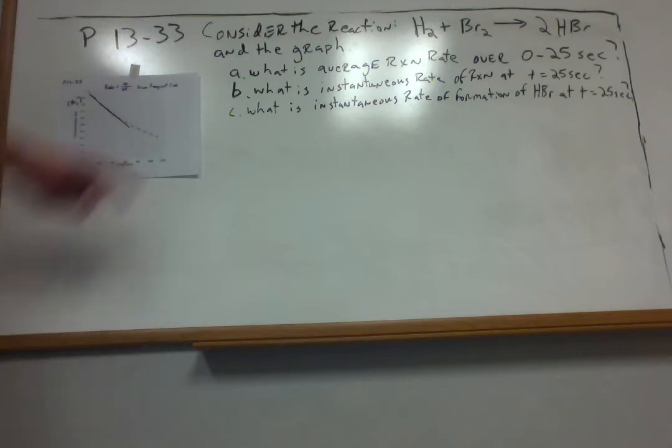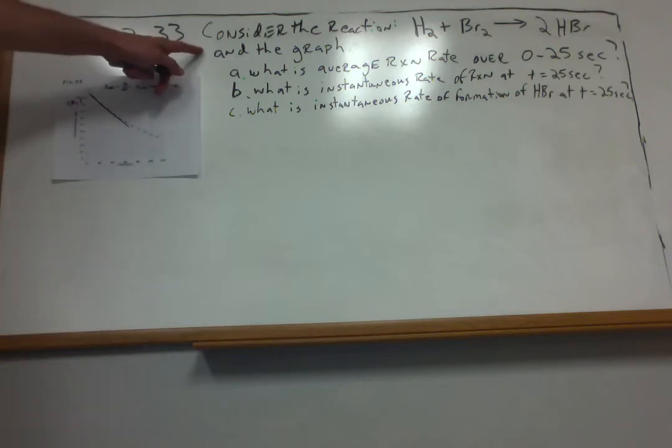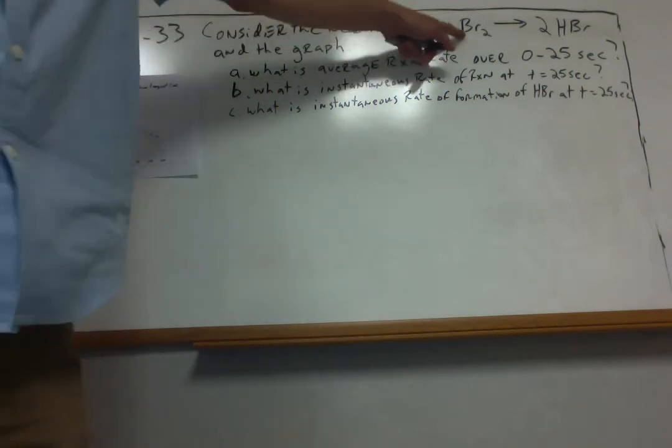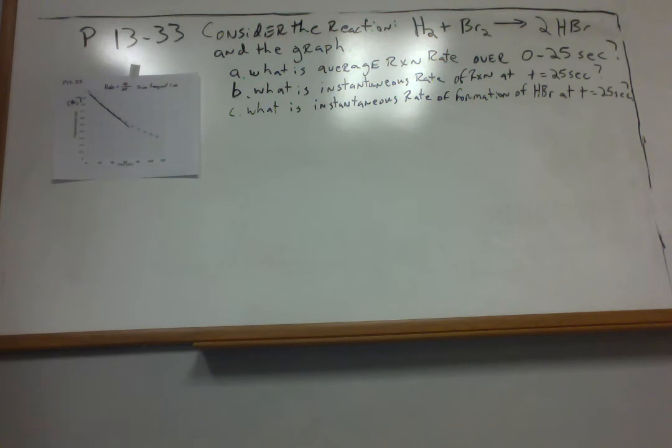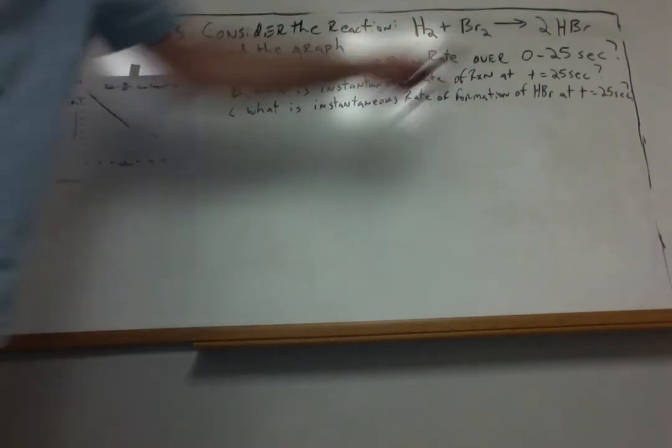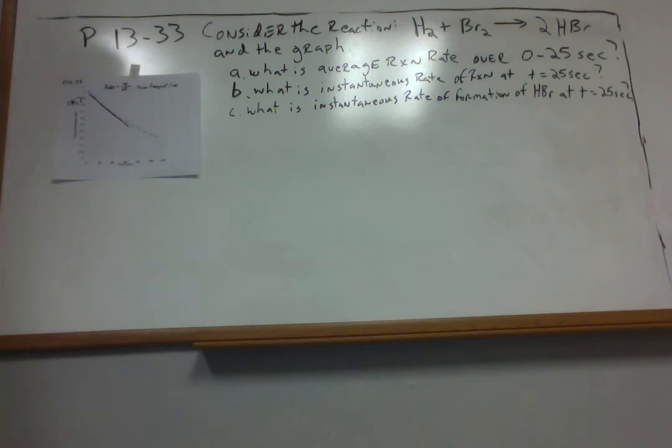It shows some examples. We're supposed to consider the reaction H2 plus Br2 to make 2 copies of HBr. It's all gas phase to gas phase reaction. We're supposed to consider that reaction, and this graph that's given in the textbook, it's probably a little bit difficult to make out some of the digits in this graph, but basically it's a plot of the concentration of Br2 as a function of time over about 2 minutes.